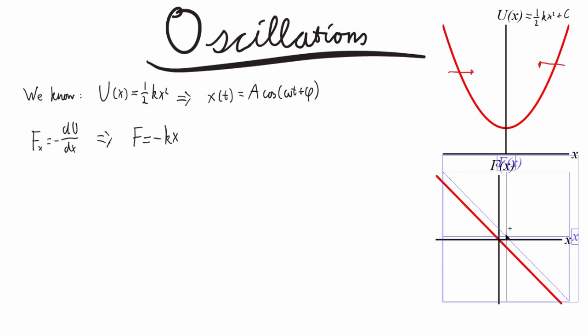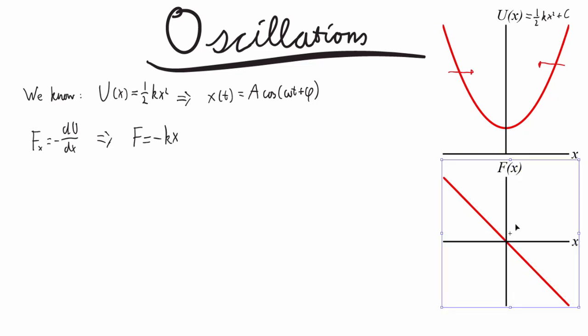And this is what the force looks like if you plot it. For a harmonic oscillator, it's just a straight line with slope minus k. And this is an example of Hooke's law. Hooke's law says that, for instance, if you have a spring, then the force on that spring is proportional to the negative displacement from equilibrium.